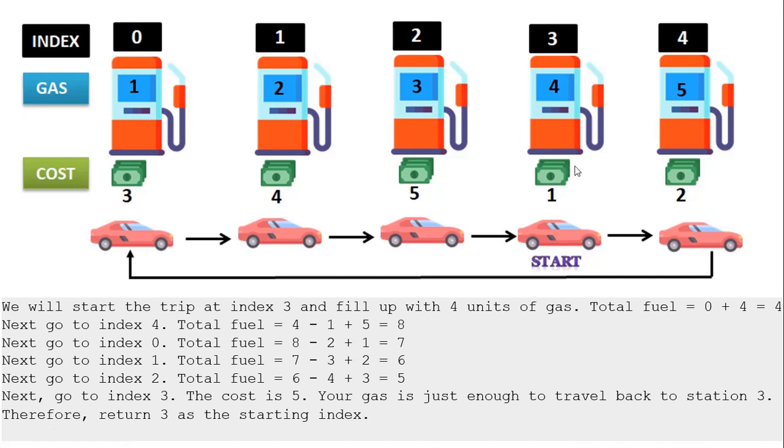Hence, if we start at the 4th gas station in this example, which is at the index 3, then we can successfully complete the entire circular route and once again reach back to the station where we started.